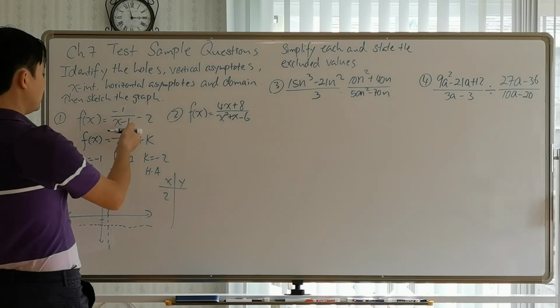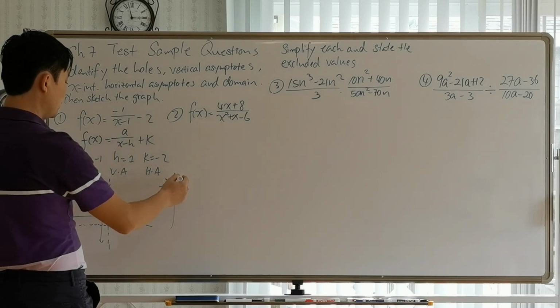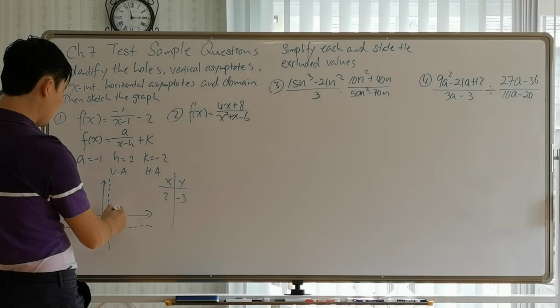So negative 1 over 2 minus 1, that would be negative 1. Negative 1 minus 2, negative 3. So 2 comma negative 3.